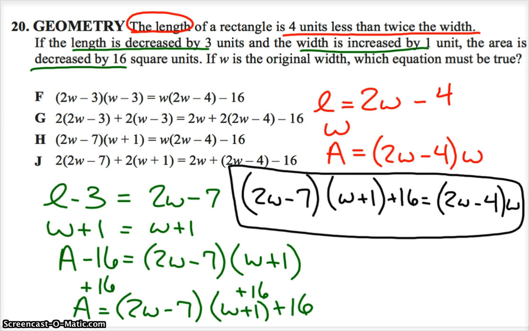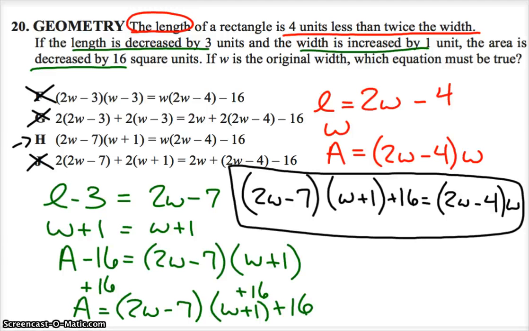If we look at our options now, for F we have a 2W minus 3. There's no 2W minus 3 anywhere, so that's gone. For G, we have a 2 times 2W minus 3. There's no 2 times anything or a 2W minus 3, so that's gone. For H, we have a 2W minus 7 times a W plus 1, which looks great, except we're missing a plus 16, equals W times 2W minus 4 minus 16. So that's close. We'll come back to this one. And then for J, again, we have these 2 times somethings, which doesn't make any sense. So let's hope we get H.